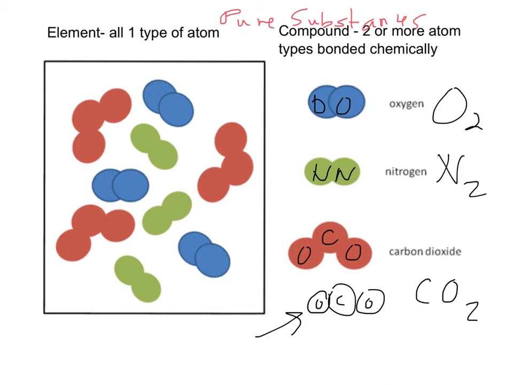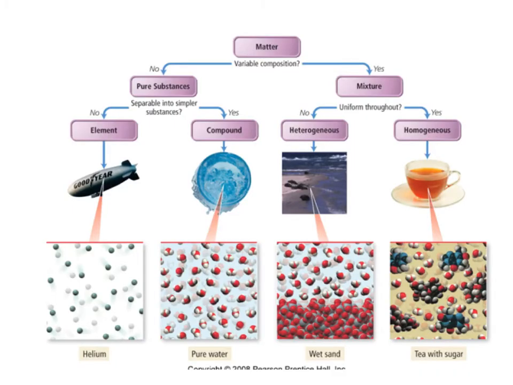Compare elements and compounds, which are pure substances, to mixtures. Here's a nice little graphic organizer that does that for you. You've got matter broken down into pure substances and mixtures. On the pure substances side with elements, you can see the difference between an element and a compound if you look at the pictures down here, right? Elements are all one type of atom. Compounds are a group of atoms bonded together like in water. But then mixtures have more than one type of element or compound mixed together.